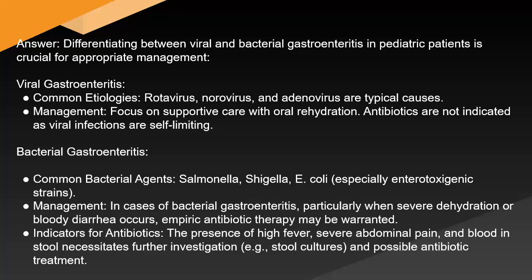Bacterial gastroenteritis: common bacterial agents: Salmonella, Shigella, E. coli, especially enterotoxigenic strains. Management: in cases of bacterial gastroenteritis, particularly when severe dehydration or bloody diarrhea occurs, empiric antibiotic therapy may be warranted. Indicators for antibiotics: the presence of high fever, severe abdominal pain, and blood in stool necessitates further investigation, e.g., stool cultures and possible antibiotic treatment.